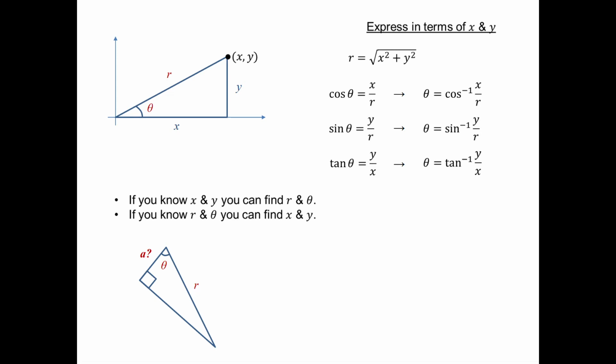And that's a perfectly good way to do things. The problem for me is that it requires too much mental gymnastics to do all that. Every time you want to find out what this side is, if I know these two items, r and theta, I have to go through this thing and solve for one of the variables.